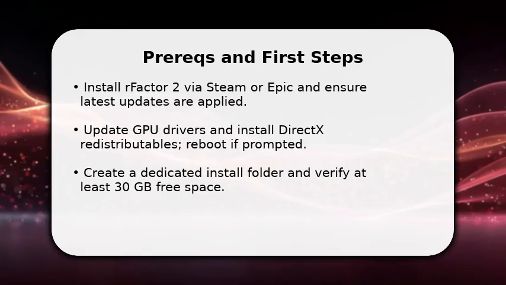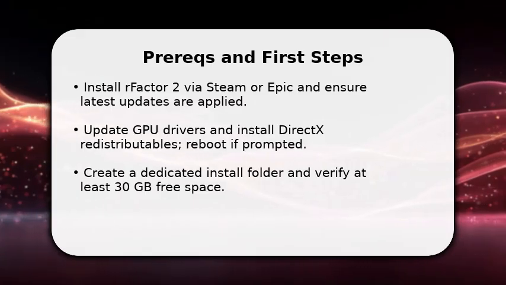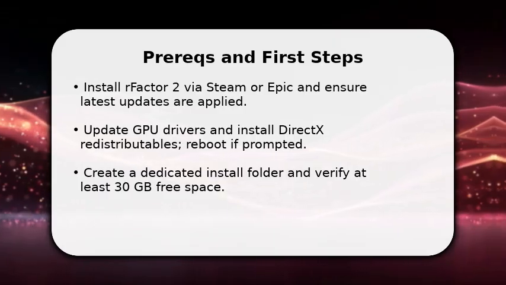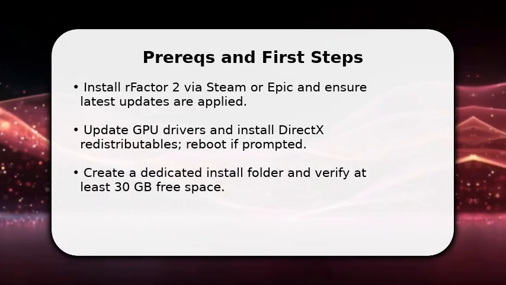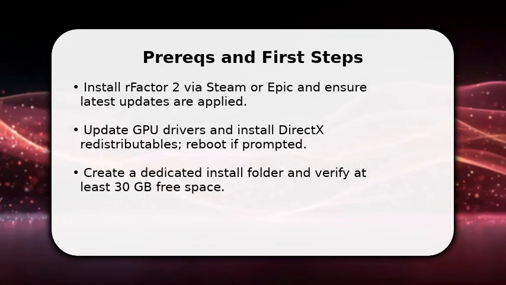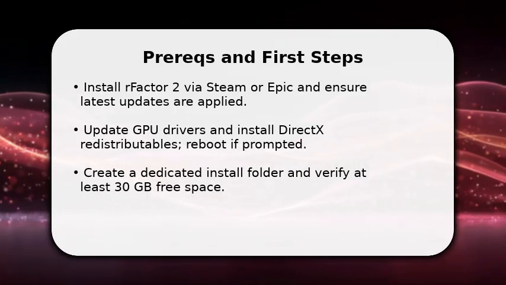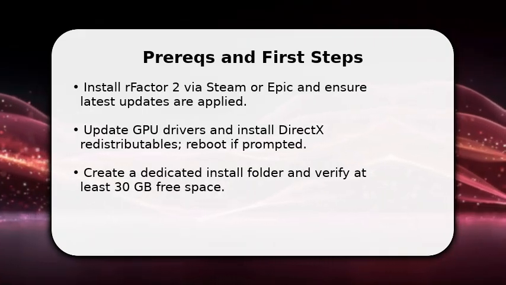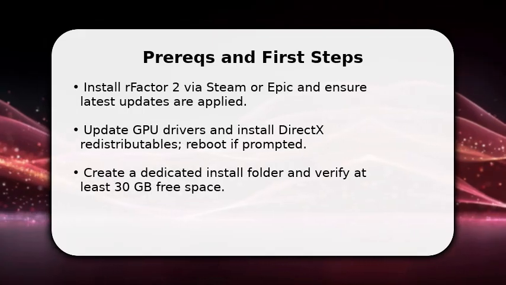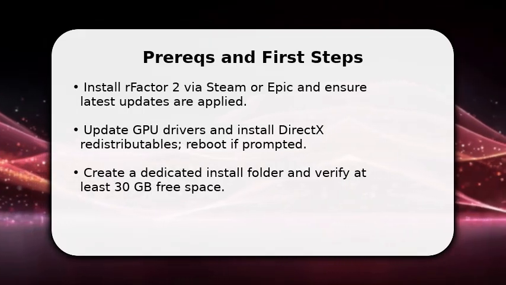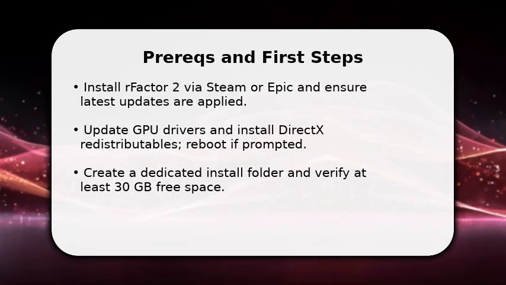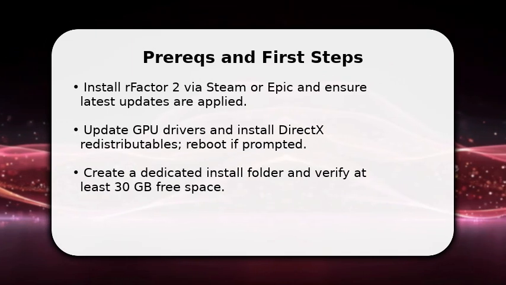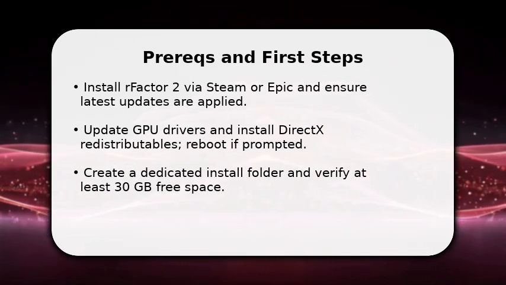You start by confirming prerequisites: Steam/Epic installation, an updated GPU driver, and DirectX. Once done, install rFactor 2 into a dedicated folder with 30 GB free so mods and caches won't scatter. You should run the launcher once to let it download core files and create configuration files. Make sure to grant permission if Windows UAC prompts. Otherwise, the game can't write settings. This early setup prevents permission errors and speeds later mod and controller detection.